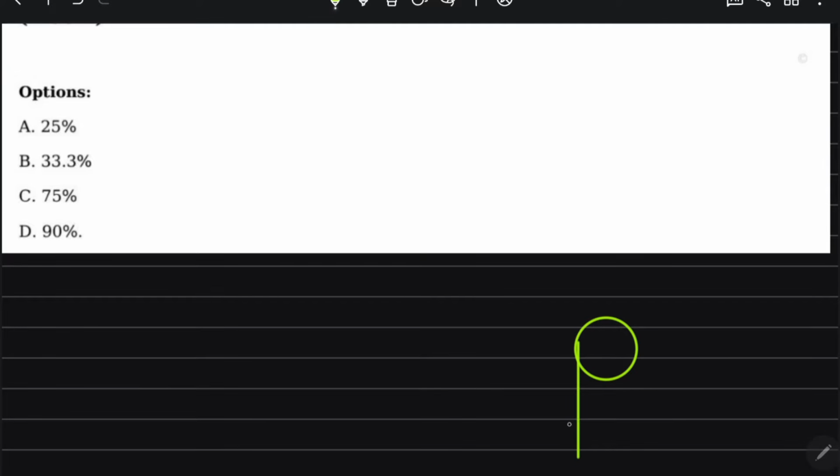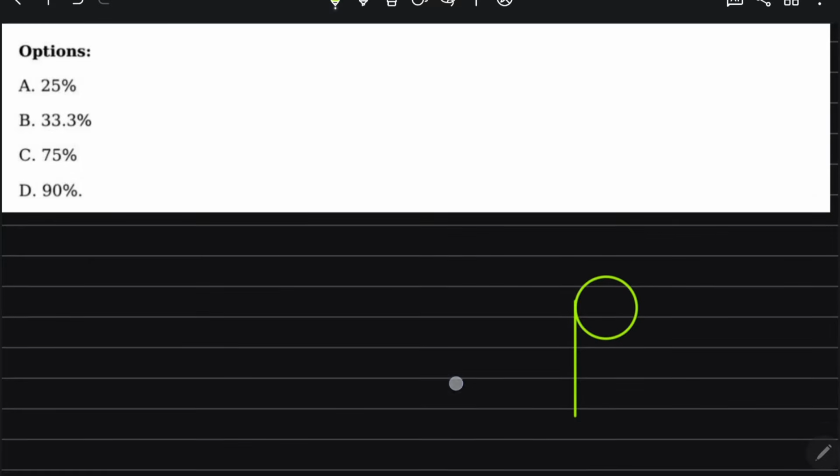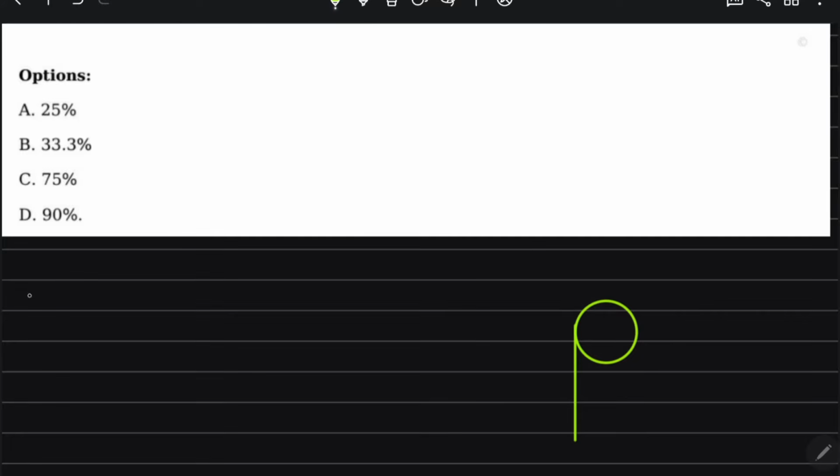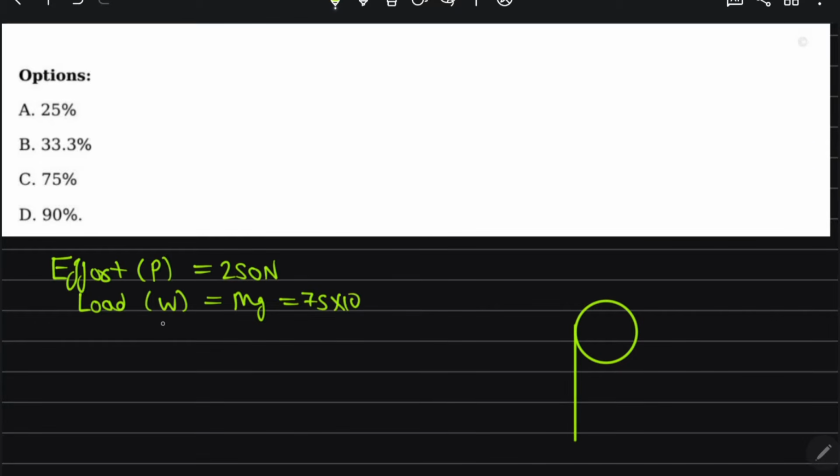It's just a diagram. 250 Newton means the effort we are putting, that is P, which is 250 Newton. And the load means their weight. Weight is mg, that is 75 into 10, so this comes out to be 750 Newton.